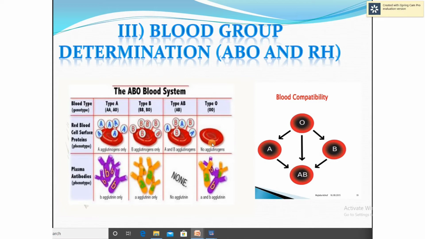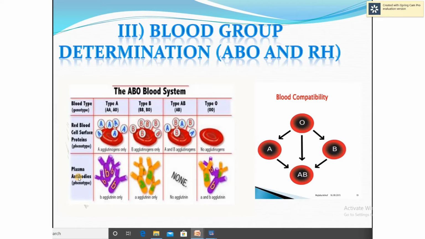In other words, donation works as follows. As you can see in this diagram, a type O individual can donate blood to anyone, that is A, B, or AB. However, they can only receive blood from type O individuals, because blood with any antigen is seen as foreign, as they have A and B antibodies in their plasma.